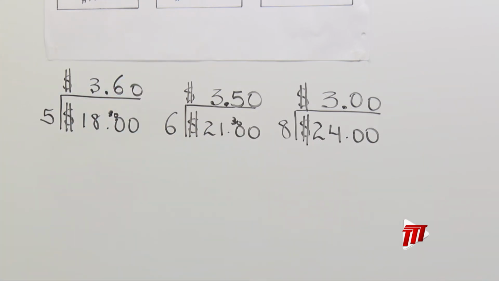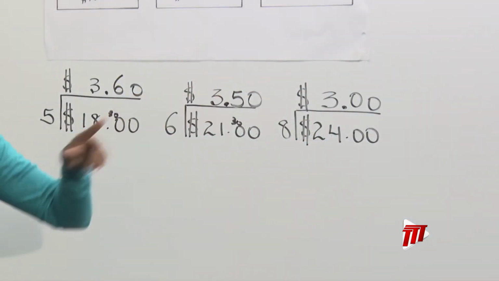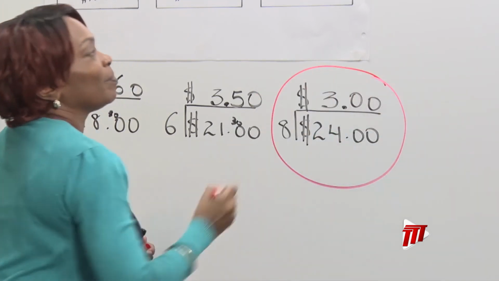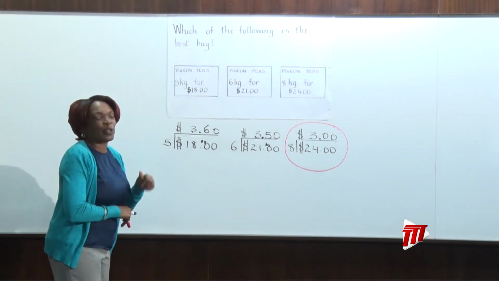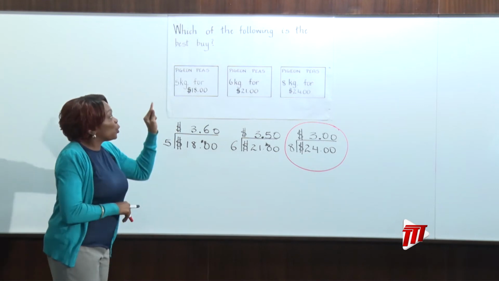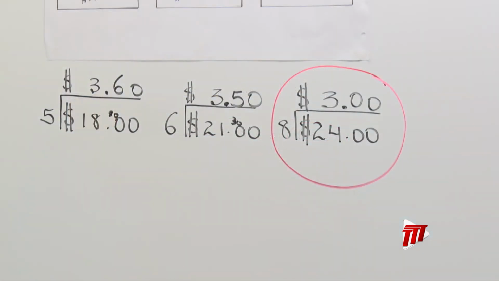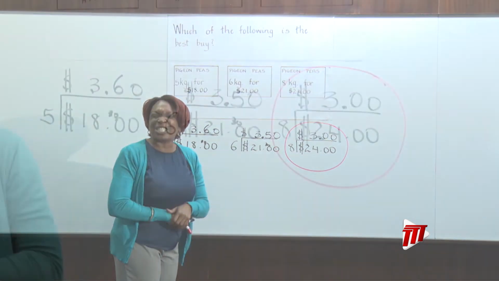Which one is the best buy? Which person will you go by? The one that has the cheapest rate, $3. This is the one that is the best buy. I knew that some of you thought it would have been the first one, and you were fooled. Don't just look at the number there. You have to find for one. Always remember that, and then you will be able to compare. So now that we have compared all three, we see that the best buy is the last one, 8 kilograms for $24. Well done, children.